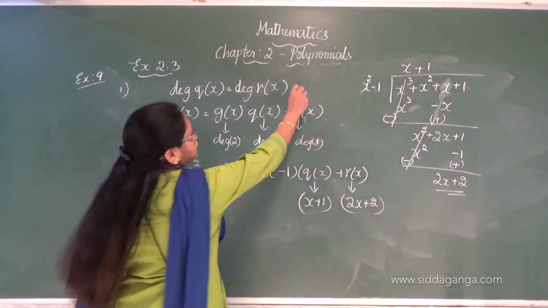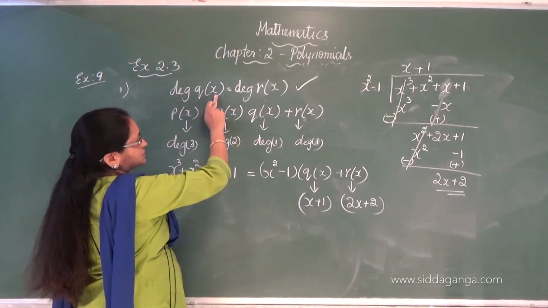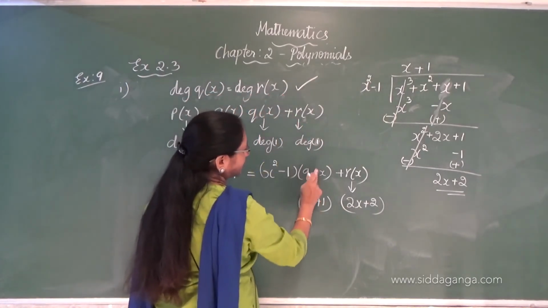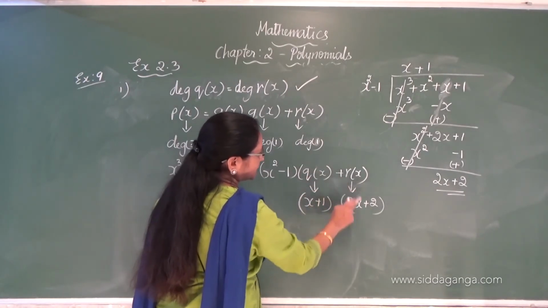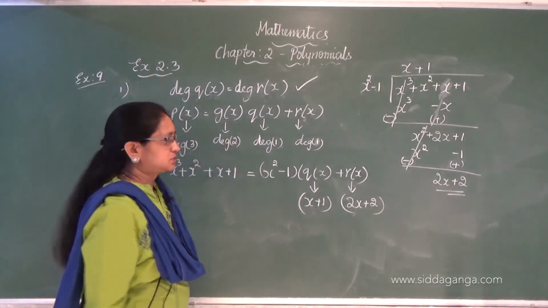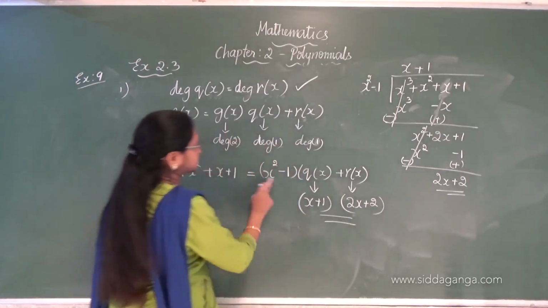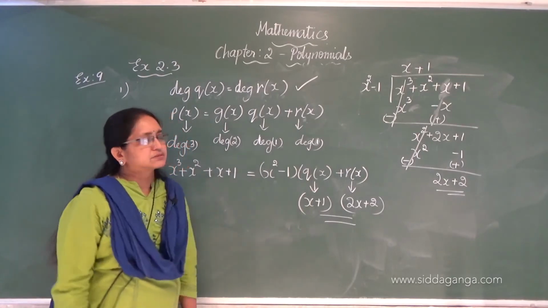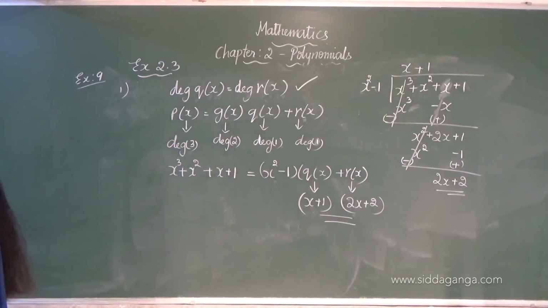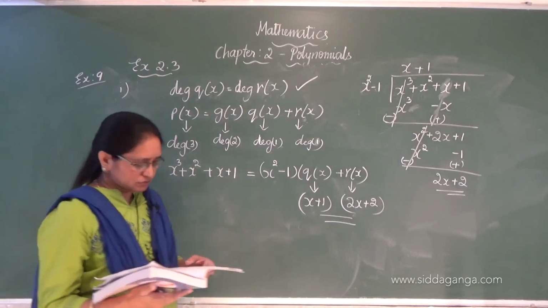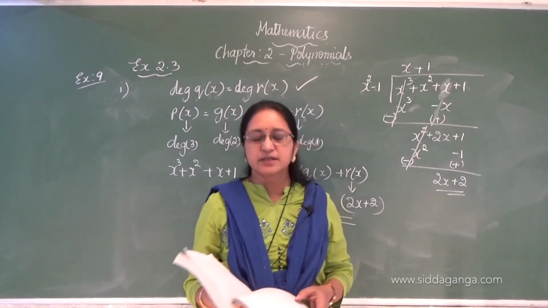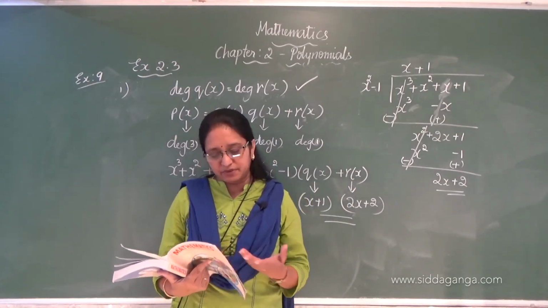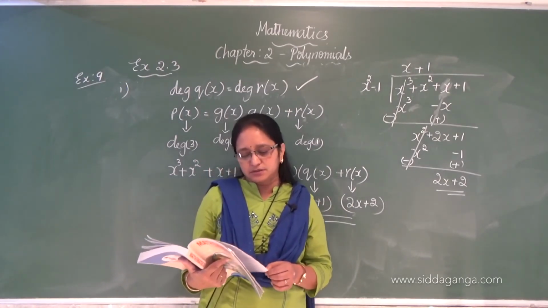Now what is the condition? See here, the degree of q of x should be equal to the degree of r of x. The degree of q of x is 1 here, and the degree of r of x is also 1. So that is the condition, and also it satisfied the division algorithm. Yes. So this is somewhat like a trial and error method, so you have to do it. And the last one, degree of r of x is equal to 0. So many examples we did, that is in the previous sum, that is in the second one.